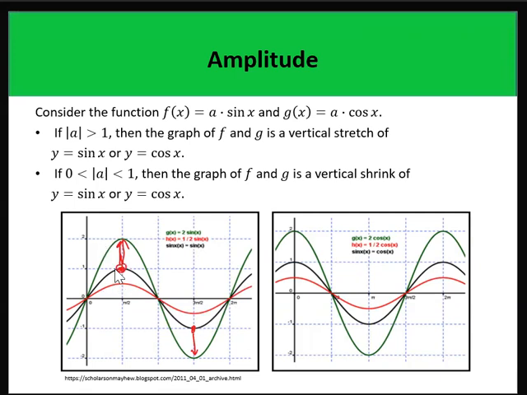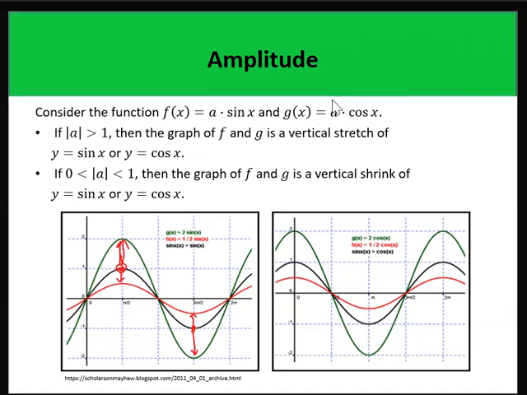So which means at this point, we're going to pull it inwards. Okay, and this point will be pulled inwards. That's why we get the red graph for amplitudes that are between 0 and 1. So same explanation for the basic cosine function and the other cosine functions that we have in this particular figure.